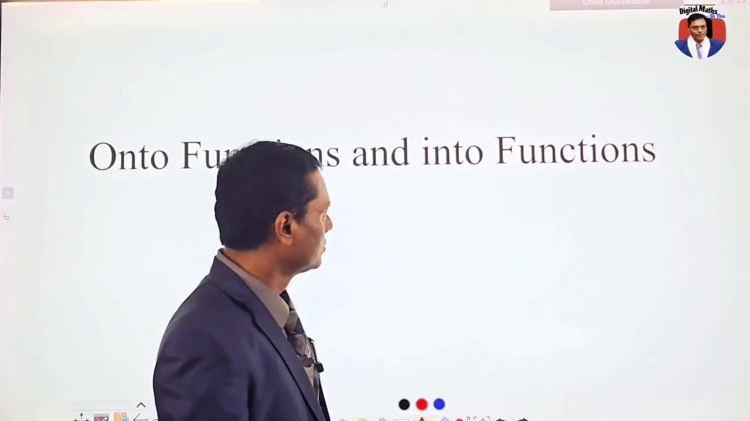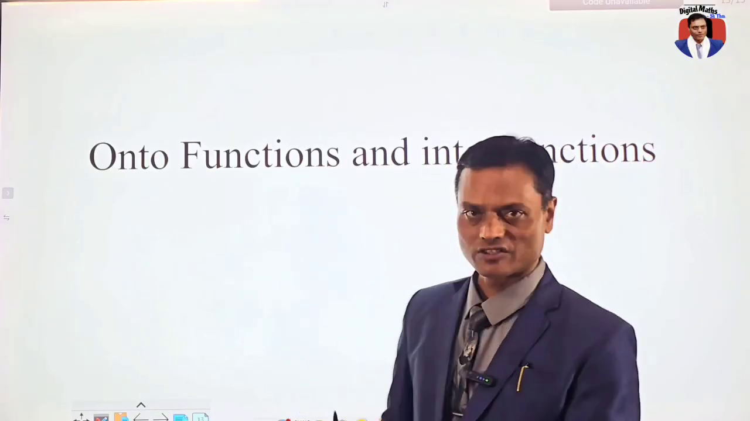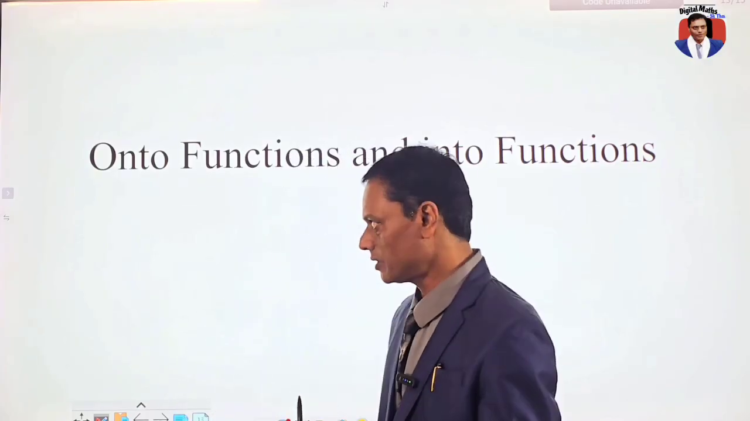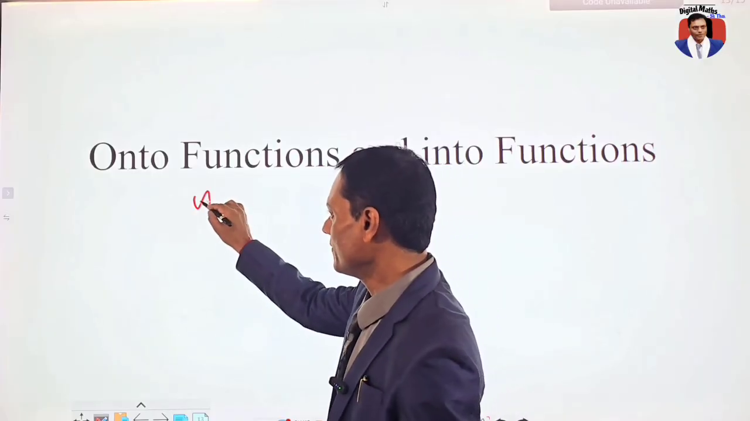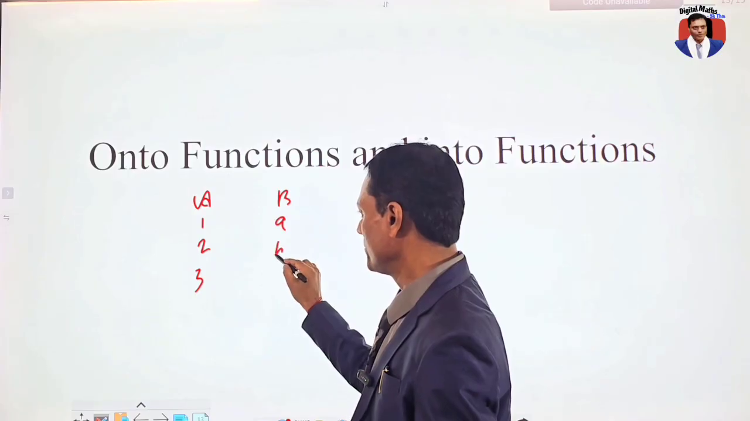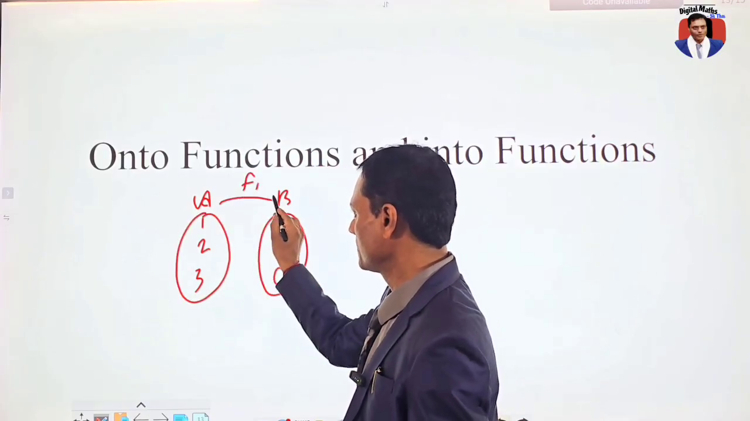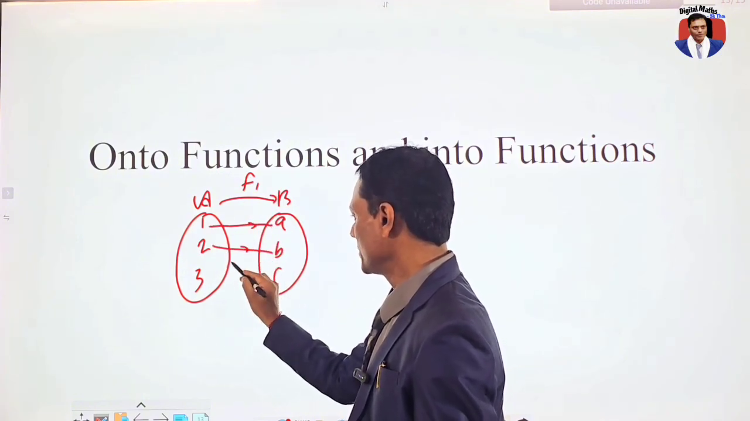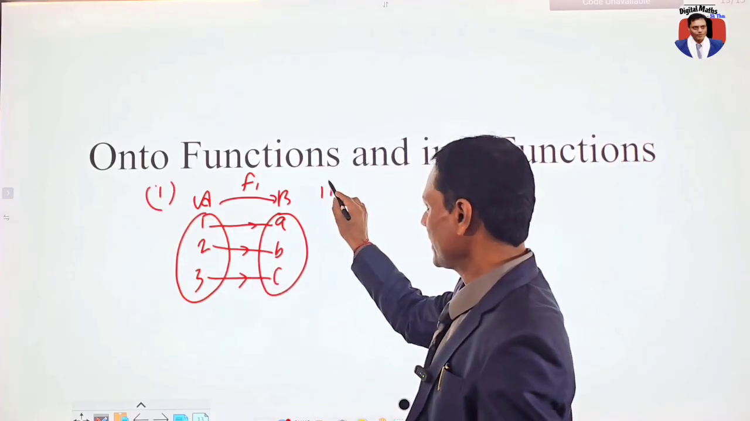So moving forward, I'm going to explain what we mean by onto functions and into functions. These 2 functions are very, very important. I'm going to give you 2 examples, then it will be more clear, right? So let me have here A and B. 1, 2, 3. a, b, c. It's function 1. 1 is mapped to a, 2 is mapped to b, and 3 is mapped to c, right? This is the first. Second one is here.